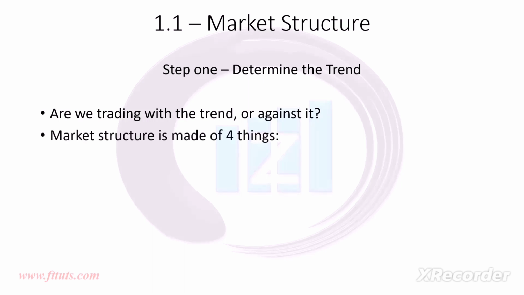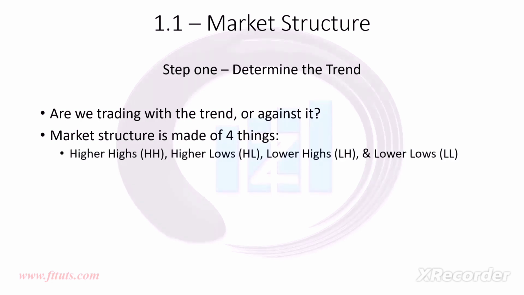Now, market structure is very, very basic. Okay, there's no need to overcomplicate it. Market structure consists of 4 things. And you've heard it before, hear it again. We have higher highs and higher lows, lower highs and lower lows. It's just as simple as that. Okay? We can break it down to a much lower level and really get into the minutia of market structure, but at its very core, we're only looking at those 4 things.